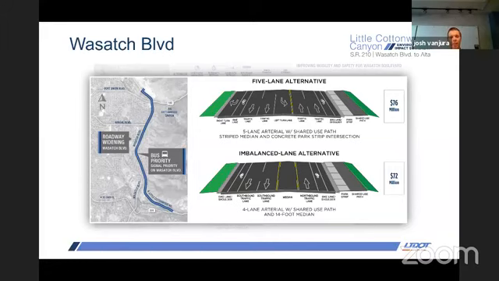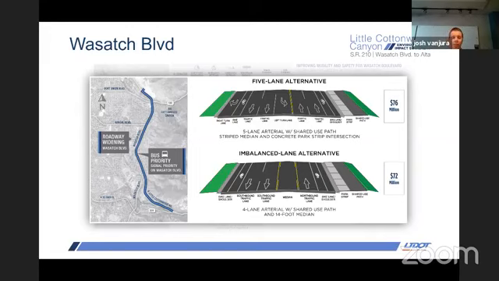So when we talked about bus priority, it's not just signal priority, but it's also peak period shoulder lanes. And then I'd also like to point out that there's a 10-foot wide shared use path on the east side of the road also to help promote active transportation.